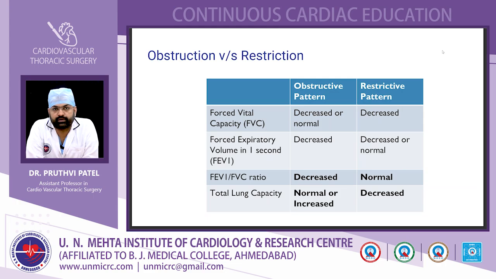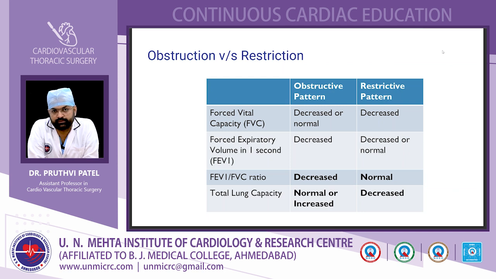In an obstructive pattern, the forced vital capacity will be decreased or normal, and FEV1 will be decreased for sure, because they trap air inside their lungs, and when they try to exhale, they will have difficulty. So FEV1 will be reduced for sure. The ratio will be definitely reduced, and total lung capacity can be normal because they will have a higher residual volume in their lungs. They will do air trapping. They will not breathe out the volume, but their total lung capacity will be normal because expiratory volume is less but residual volume is increased.